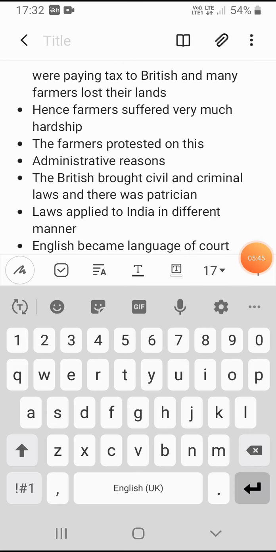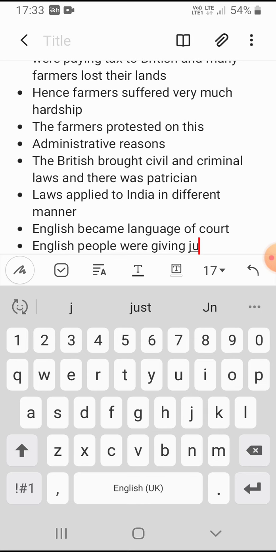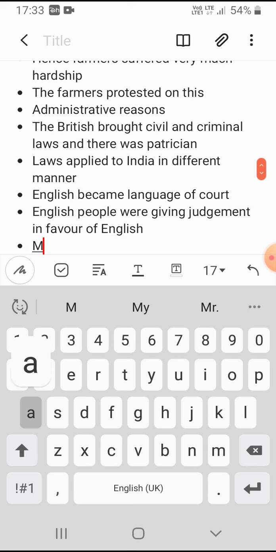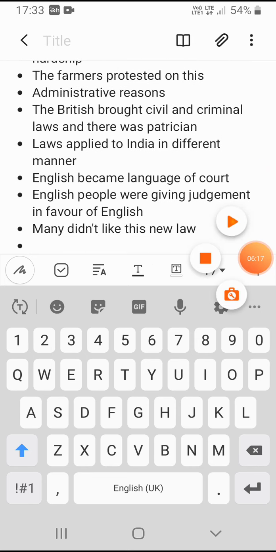The English people were giving judgment in favor of English, and many did not like this law. This was a new law, so many people did not like this new law.